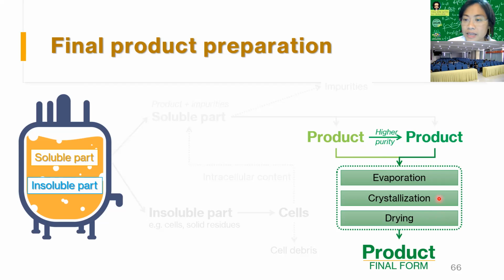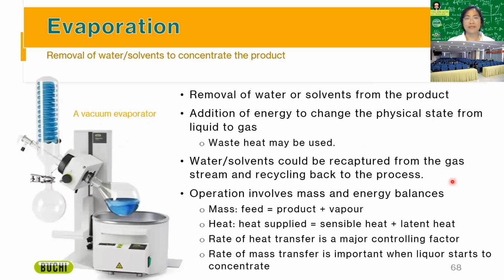So it doesn't have to go through all the three. You could go through one of them, two of them, or all three. It doesn't matter. Now let's see evaporation first. Everybody knows evaporation. You put a glass of water in the room and then it evaporates. Basically it's a removal of water or solvent to make your product more concentrated.